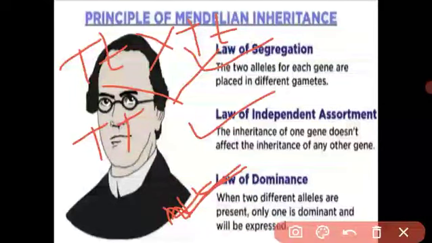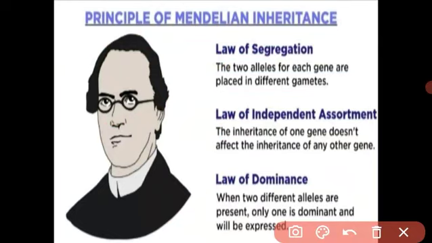And the law of independent assortment means one gene does not affect the inheritance of another gene. I explain: the gene which contains the color of the seed is not disturbed by the other gene which contains the shape of the seed. Got it? Mendel proved these three laws by crossing many varieties of the pea plant.